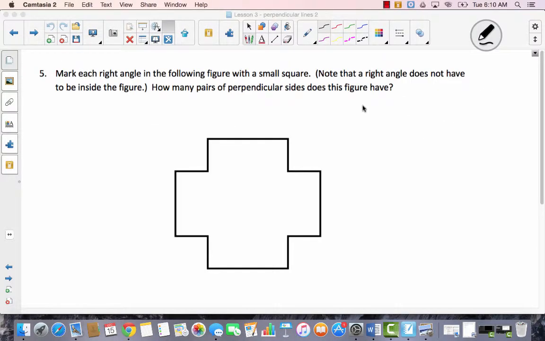Okay, so let's take a look at this last page. It says mark each right angle in the following figure with a small square. Note that a right angle does not have to be inside the figure. How many pairs of perpendicular sides does this figure have?